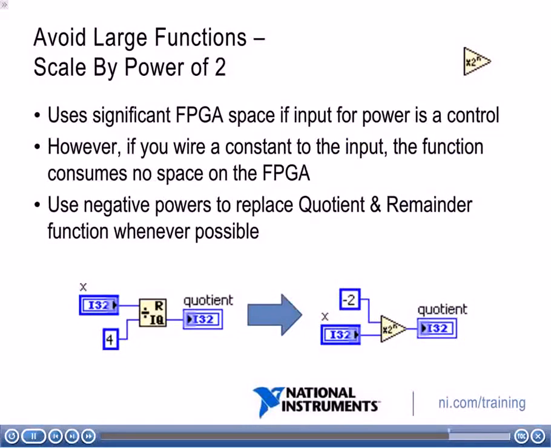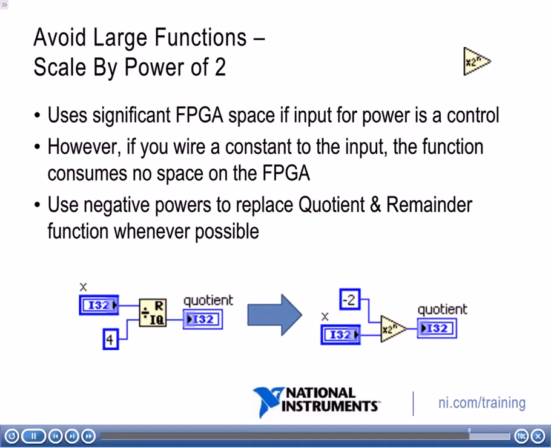In this slide, we're going to talk about the scale by power of 2 function. If we were using a scale by power of 2 function and the input for power is a control, then it's going to take up a lot of resources on our FPGA. The reason for that is if the input for power is a control, then it's going to have to implement logic on the FPGA hardware for all possible powers coming from that control. However, if you wire a constant to the power input, the function consumes no space on the FPGA because all the FPGA is doing is a simple bit shift.